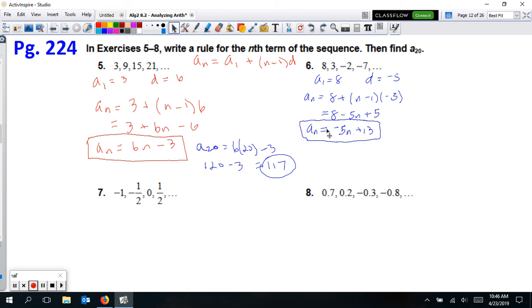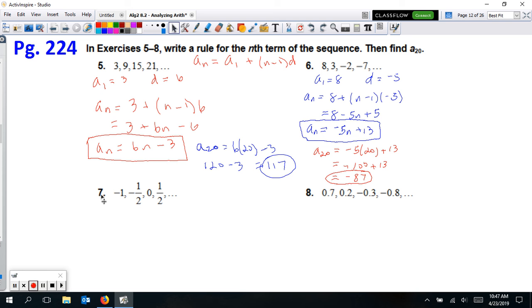So there's our rule. You see how easy it is to write the rules now that we have this formula, and all you need to know are those two things. As long as I give you a sequence like this, you can figure that out very quickly. So now with the 20th term, just plug in 20 for n. So it's negative 5 times 20 plus 13. So it's negative 100 plus 13. If we take 13 away from 100, it's going to be negative 87. So that's your 20th term in this one, negative 87.